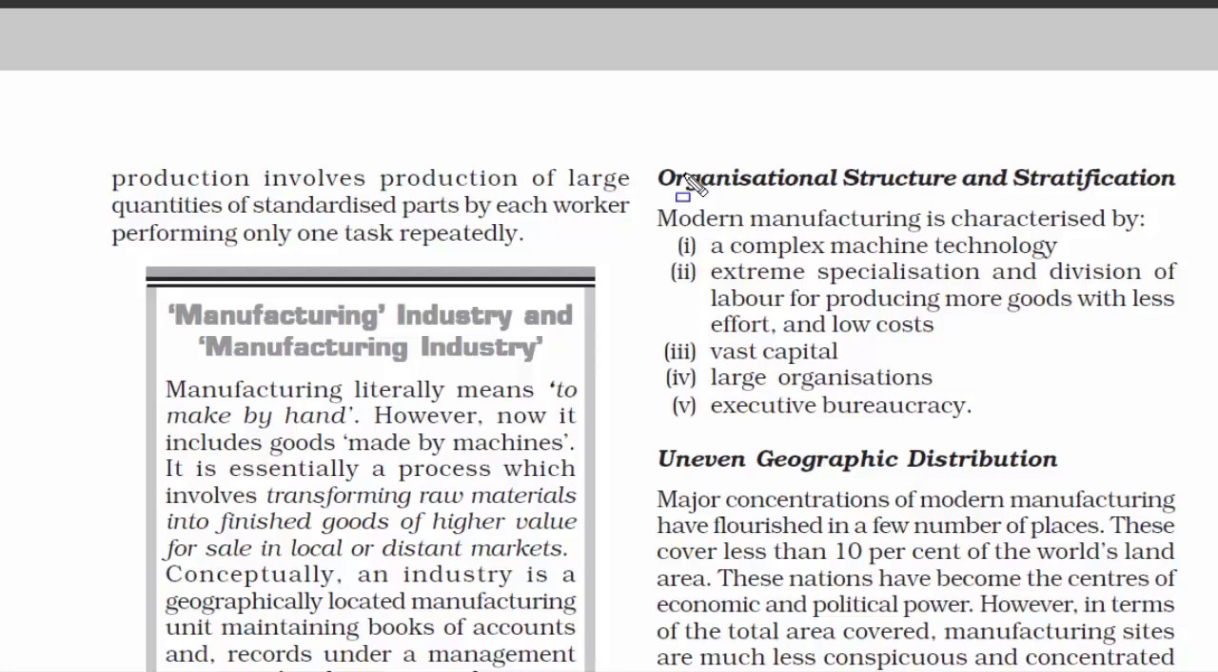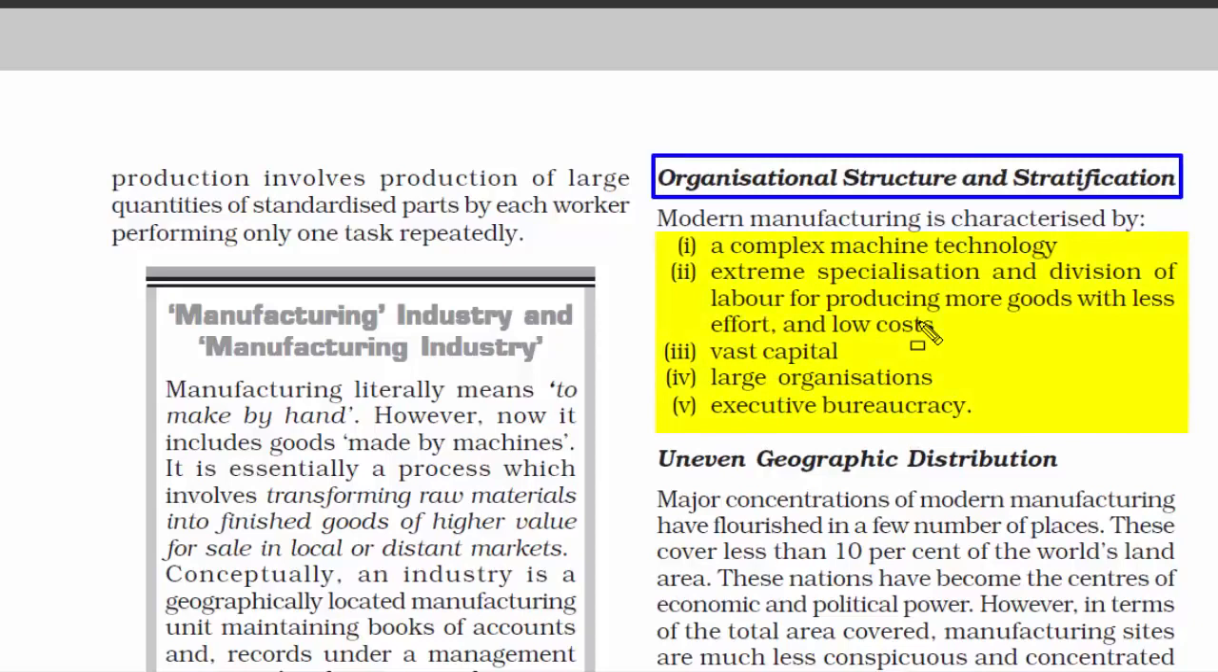And the next one is organizational structure and stratification. Now this one over here purely means the organizational management. Now if you look at all these points, they are pretty much the steps that are followed in a large modern manufacturing industry. You'll find complex machine technology, meaning robots and automated machines. Then you'll find the work is divided into different departments, so that if individually you finish the parts, they will together finish the entire work.